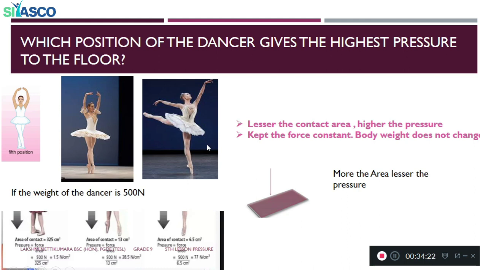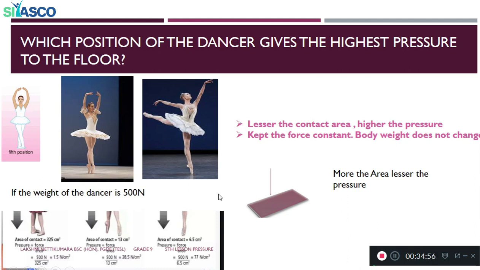And look at these positions of the dancer. Which position of the dancer gives the highest pressure to the floor? That is also, you have to think logically. In the first instance, the dancer kept her 2 feet. Here 2 feet but on toes. The contact area in the first situation is higher than the second situation, so the second is giving more pressure compared to the first.